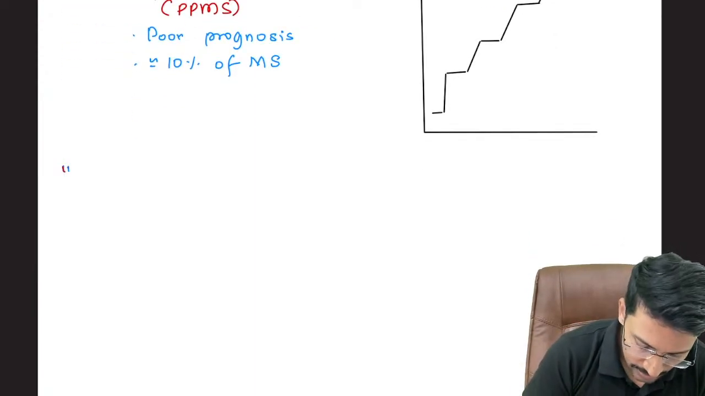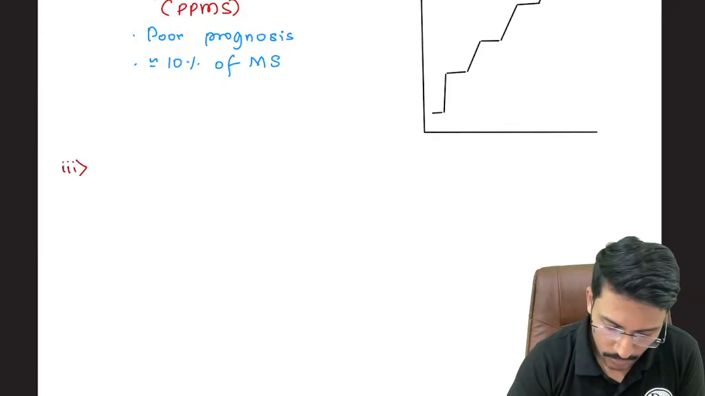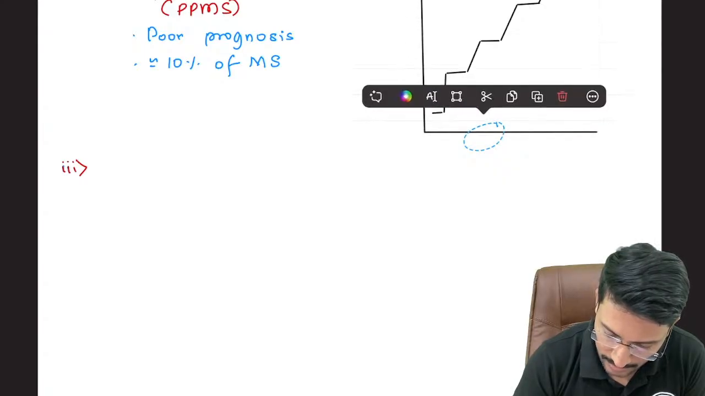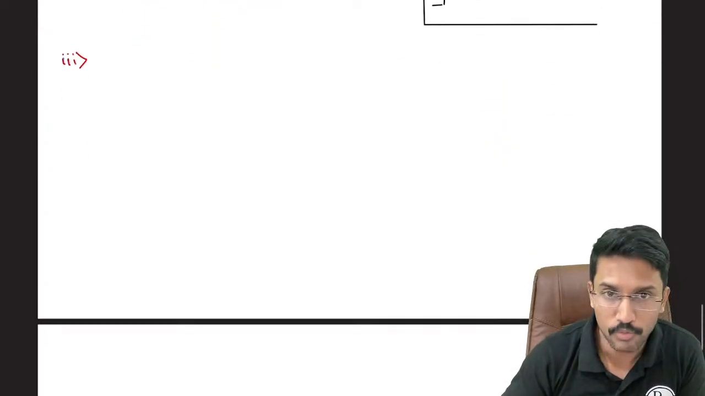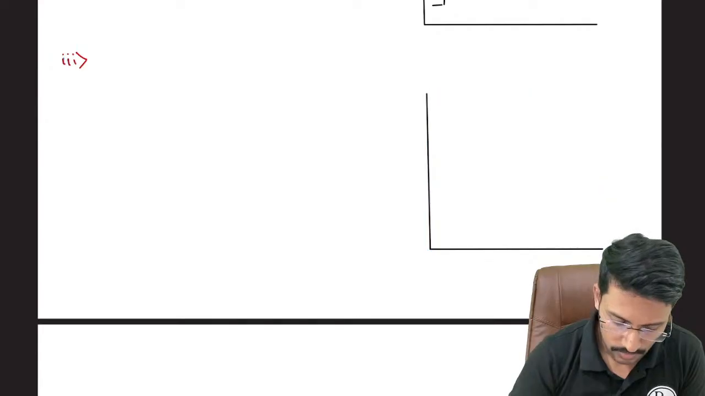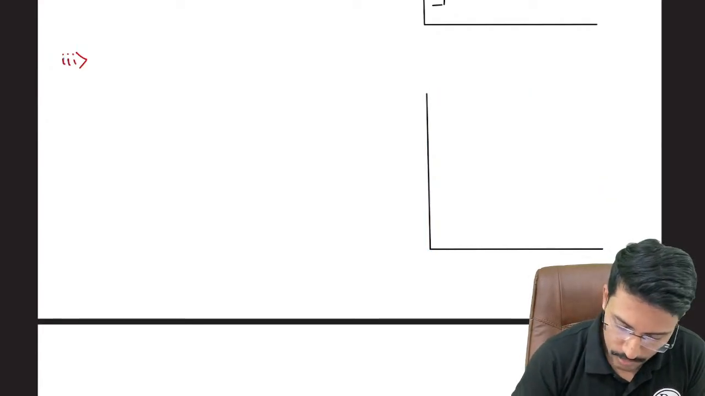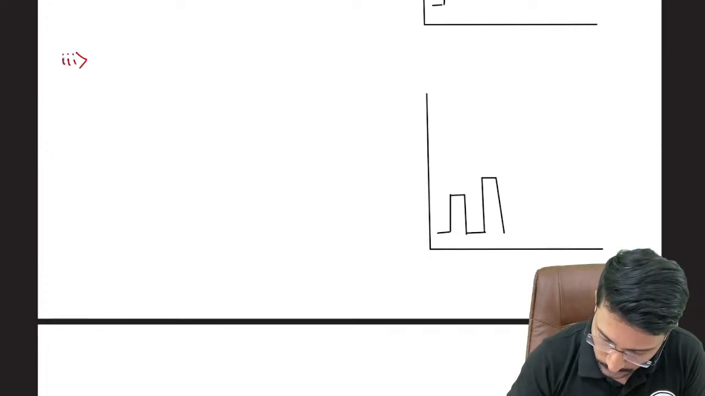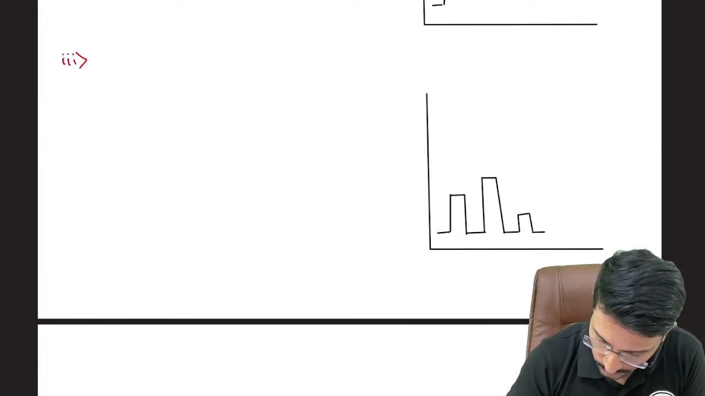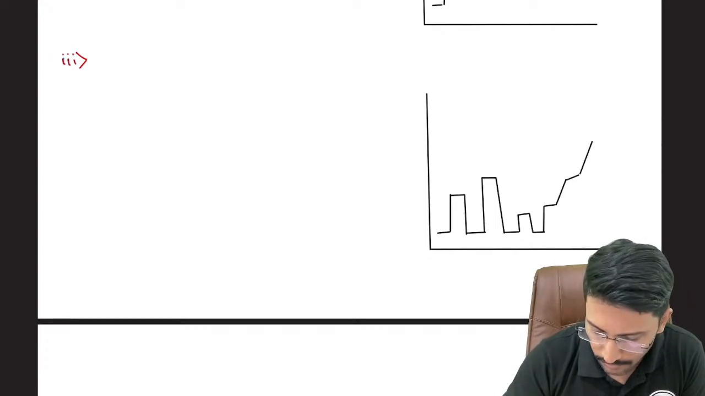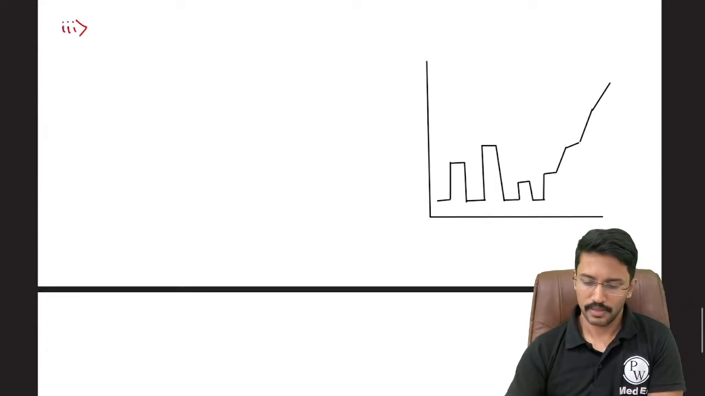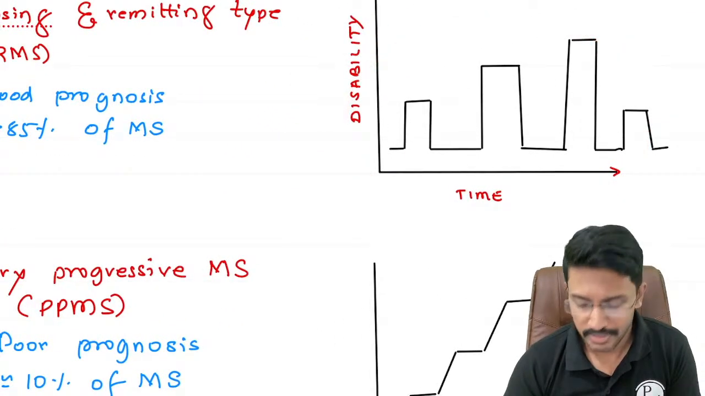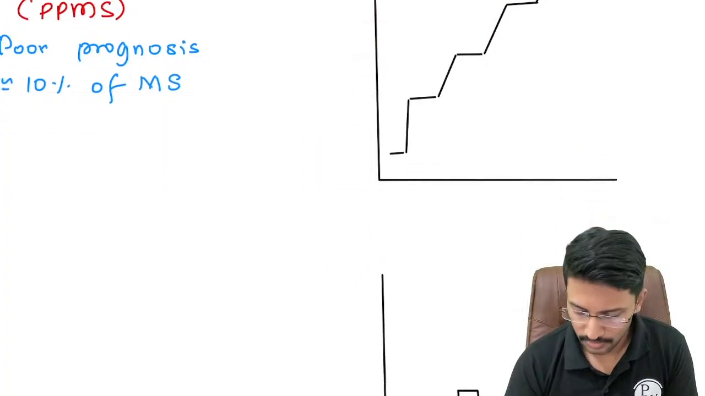And then we have a third, relatively less common variant, where demyelination happens again and again, and their disability graph is going to look somewhat like this. Okay, so let me sketch the graph and then you should tell me what it looks like. What does this graph look like? This graph kind of looks like the combination of relapsing and remitting and primary progressive, right? What does it look like?